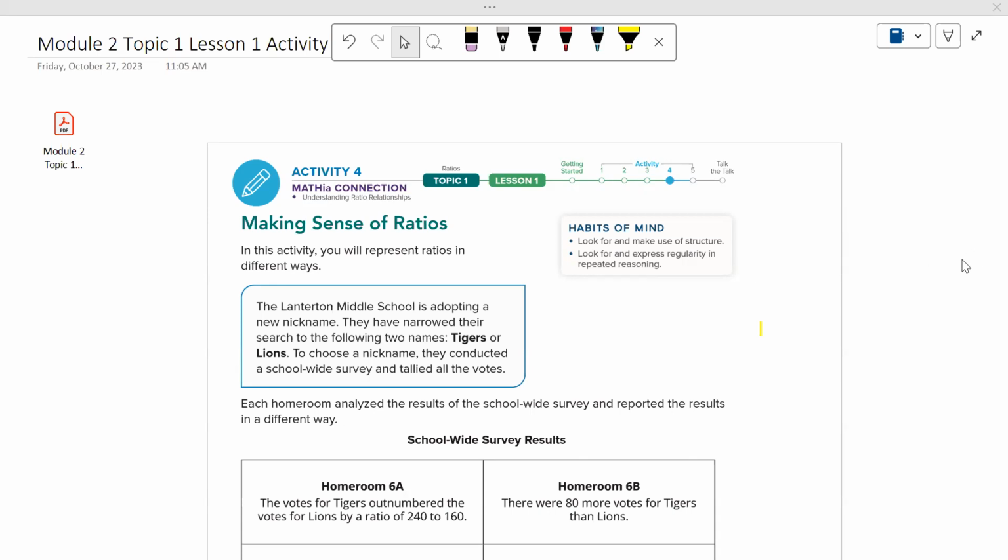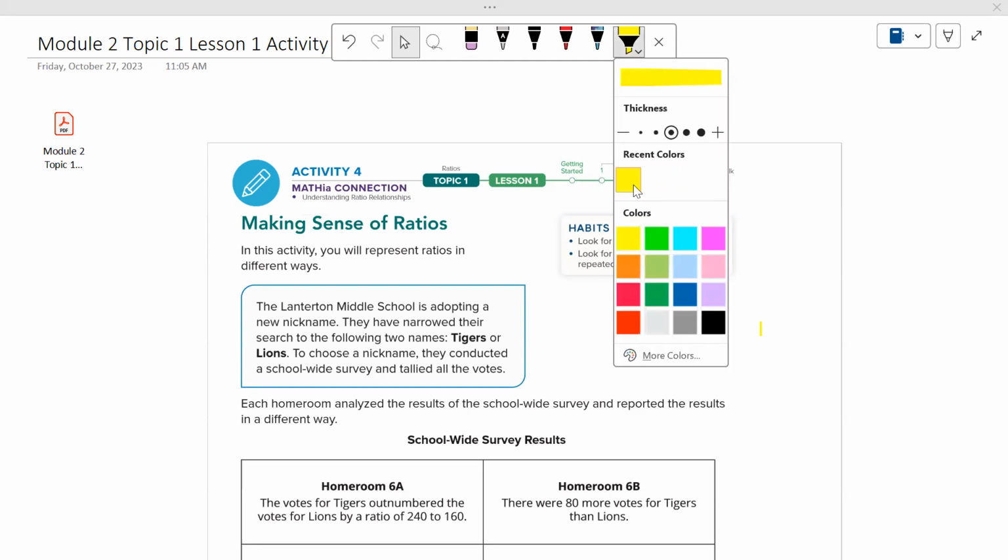So here in activity 4, it's making sense of ratios. In this activity, you will represent ratios in different ways. We're going to be looking for and making use of structure, and looking for and expressing regularity in repeated reasoning. Those are the habits of mind that we're going to be looking at while we are doing this lesson.